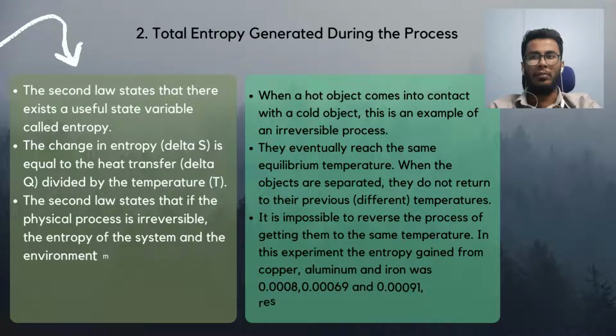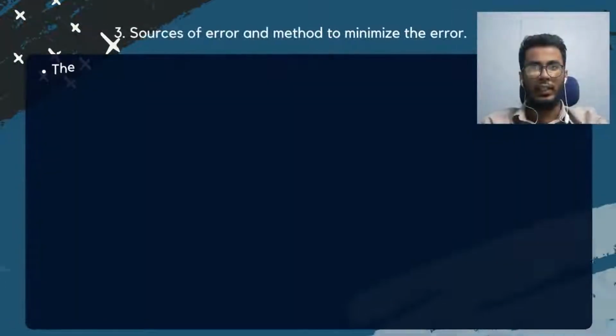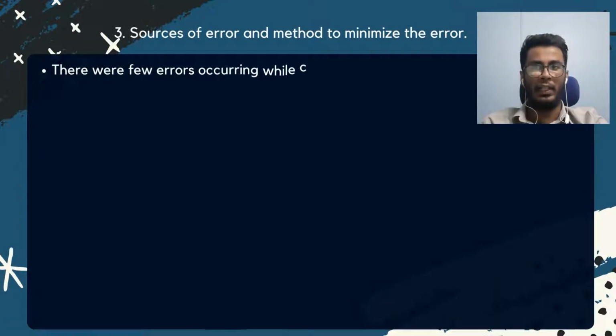When a hot object comes into contact with a cold object, this is an example of an irreversible process. They eventually reach the same equilibrium temperature. When the objects are separated, they do not return to their previous temperatures. It is impossible to reverse the process of getting them to the same temperature. In this experiment, the entropy gain from copper, aluminium and iron was 0.0008, 0.00069 and 0.00091 respectively. The third discussion is sources of error and methods to minimize the error.